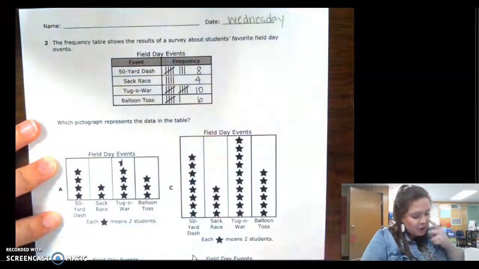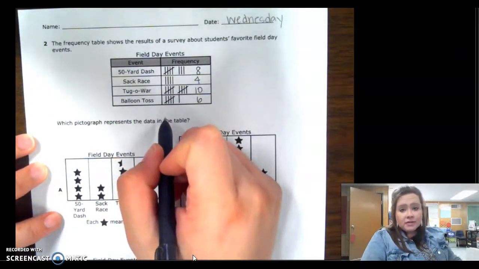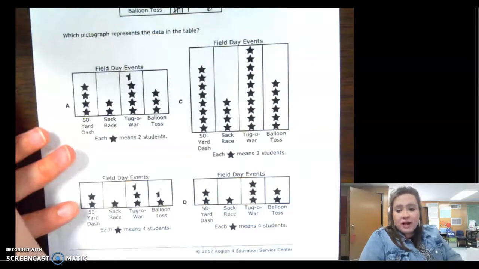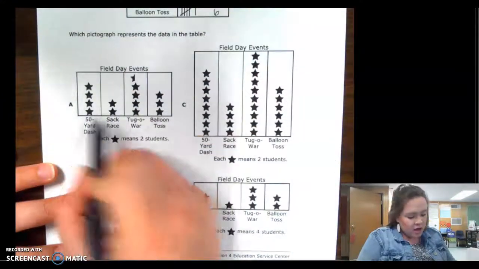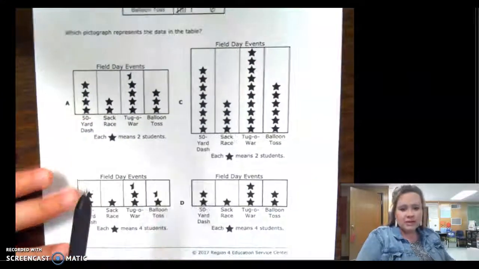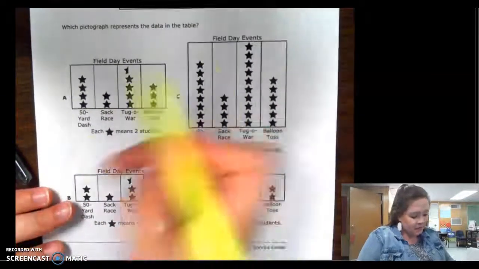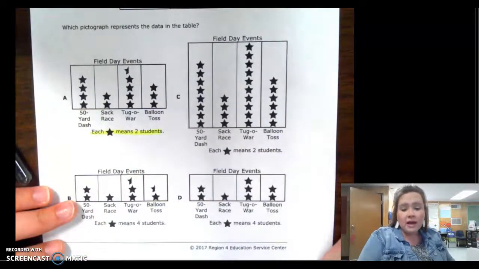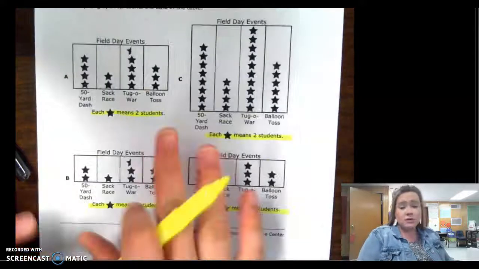10. And how many liked balloon toss? 6. Good job. All right, so now I'm going to take this information from my frequency table and I want to match it to the correct pictograph. All right, so looking at our pictographs, okay, we have 4 different answer choices. And what I really want us to pay attention to here is each star means 2 students, all right? Each star means 2 students, each star means 4 students, and each star means 4 students.